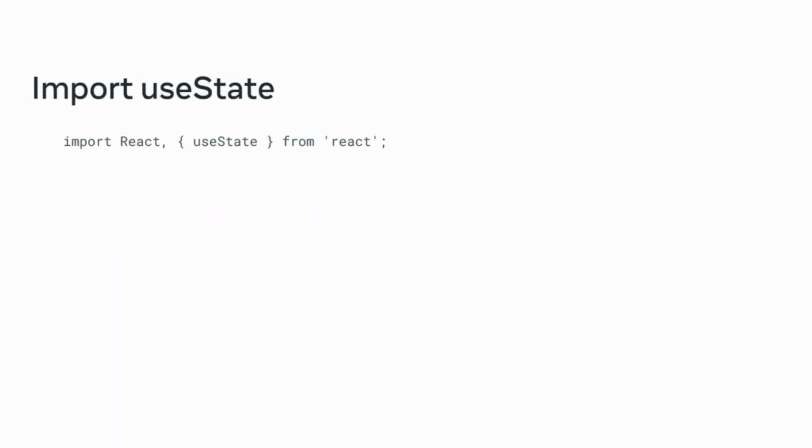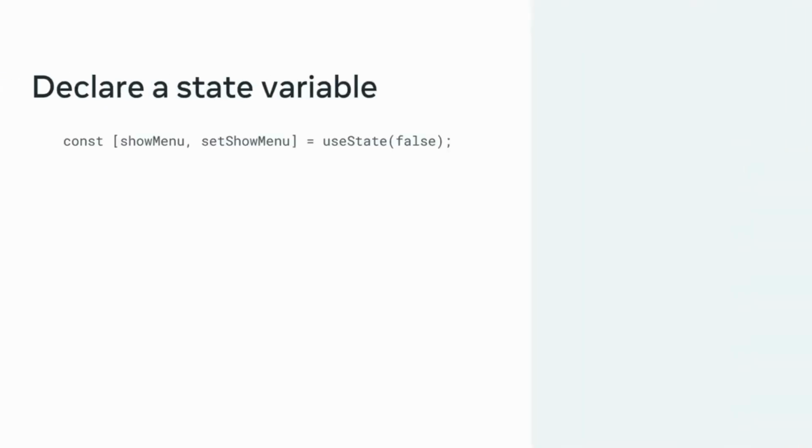The first thing you need to do is import useState from React. The next step is to declare a state variable within a component. Here you have a new state variable called showMenu, and the useState sets the initial value of showMenu as false. Calling useState does two things.